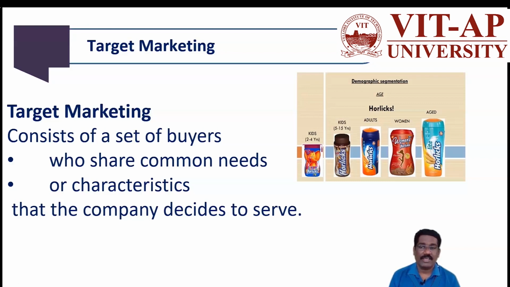As we have taken Horlicks again as an example, it is trying to serve kids from 2 to 4, juniors from 5 to 15, and adults, women, and aged people who are, as I said earlier, very much calorie conscious. So this company comes out with a very specific brand to suit the requirement of that particular segment, and they try to serve them. That process we call target marketing.